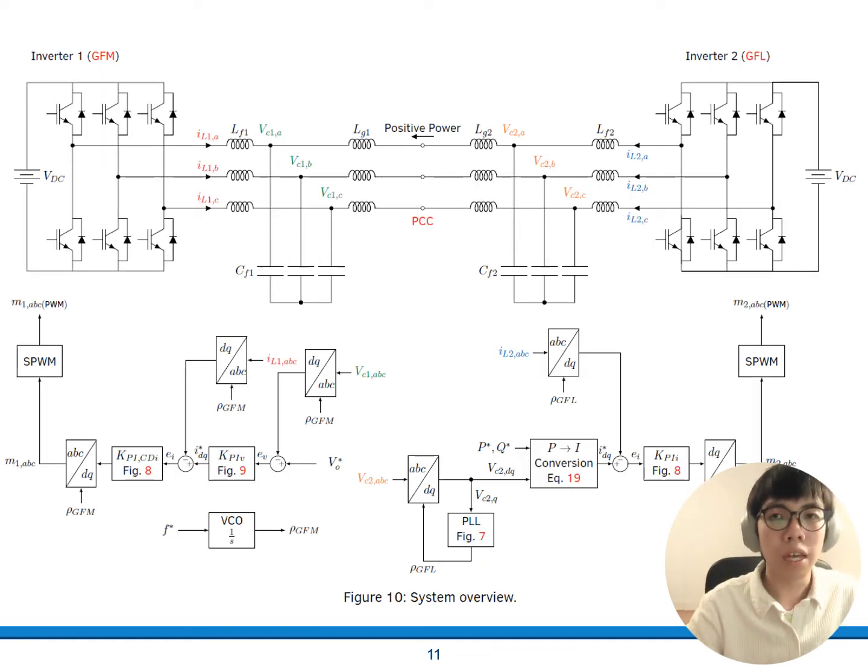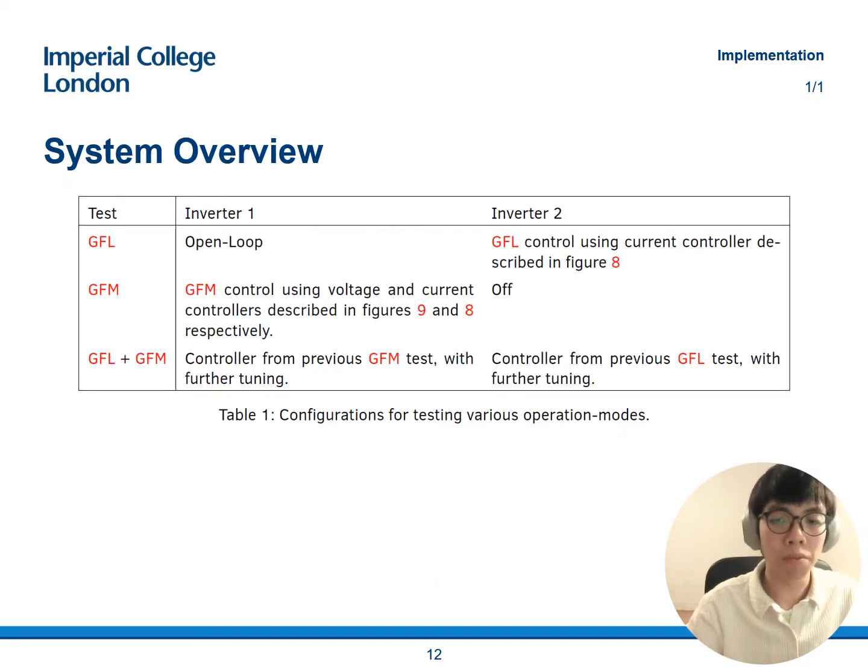Having discussed both a grid following and a grid forming inverter, I have decided to summarize the power level diagram as well as the control diagram on this diagram here, which shows both inverters operating in closed loop. That is a grid forming inverter connected to a grid following inverter. This is the final setup of the dual inverter prototype that we aim to achieve. But throughout the experiments, I've also performed various tests to test the GFL as well as the GFM separately, as shown in this table here.